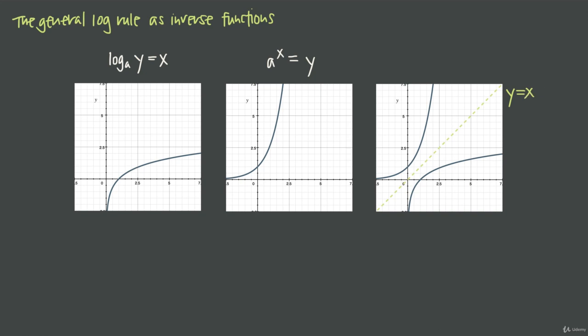So for instance, if I look at a point here on the logarithmic function, I have this point right here. That's the point (1, 0). If I reverse these x and y values, I get the point (0, 1). And if I go plot the point (0, 1), I find that that point happens to be on the graph of the other function.